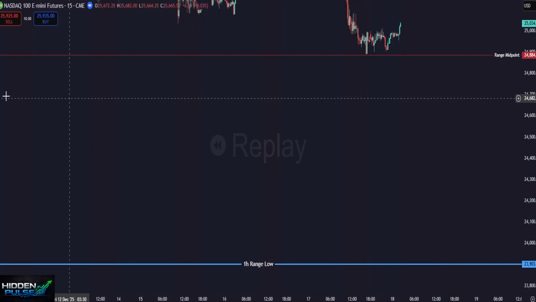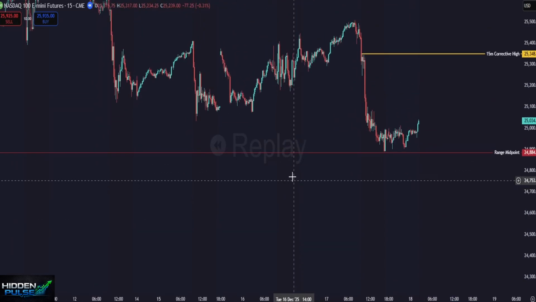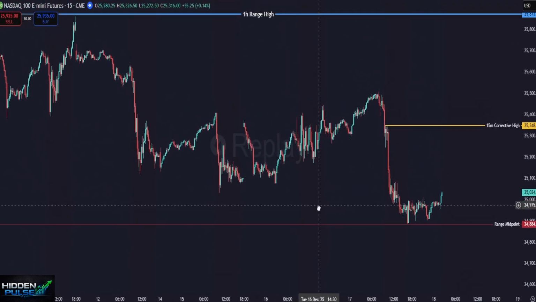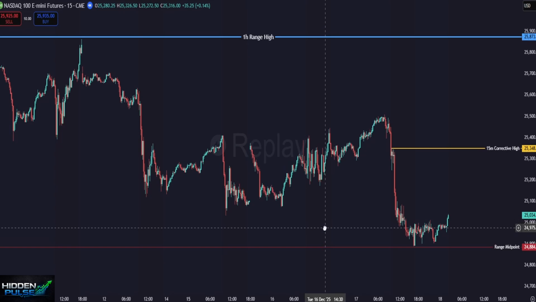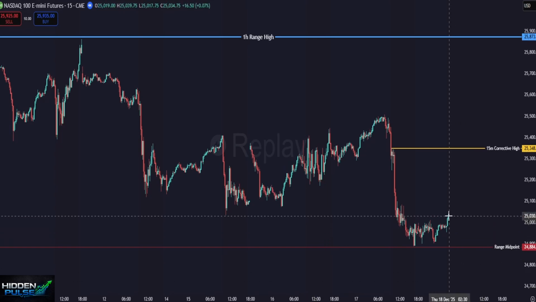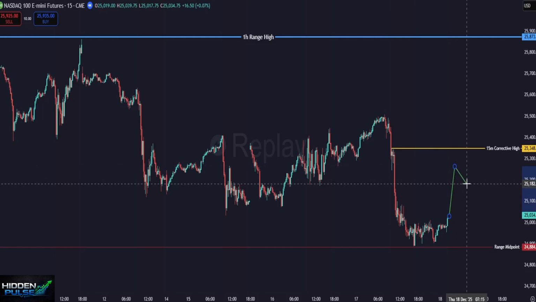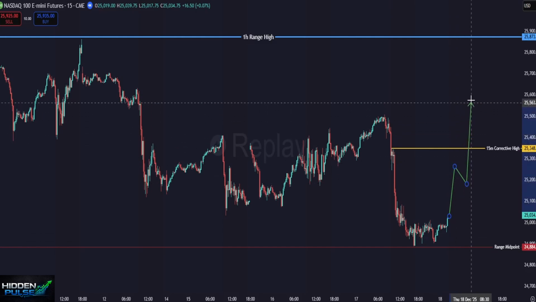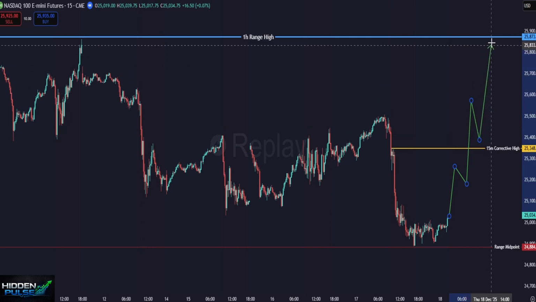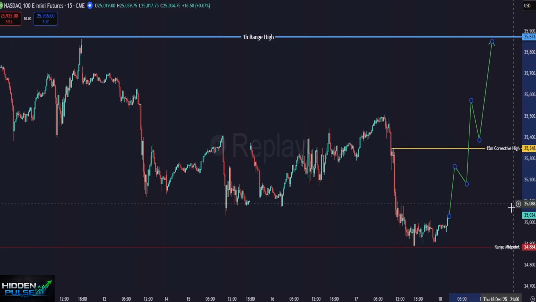Okay, what if the market doesn't give us the displacement lower? What if instead the market wants to go higher? What are we looking for? For a bullish move to really be confirmed, we need to see the same thing in the opposite direction. That means strong bullish displacement pushing cleanly above the corrective high, and then price coming back down and respecting that corrective high. That's how we know the move higher is actually in play.